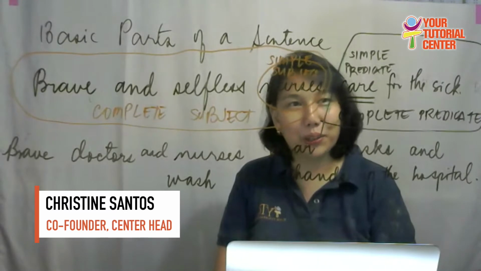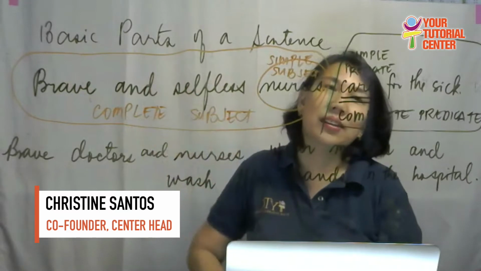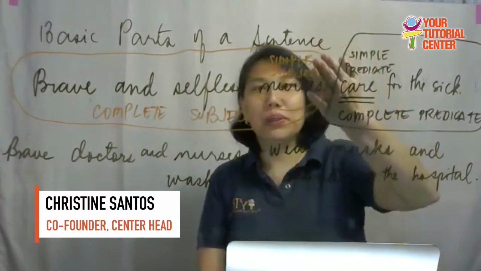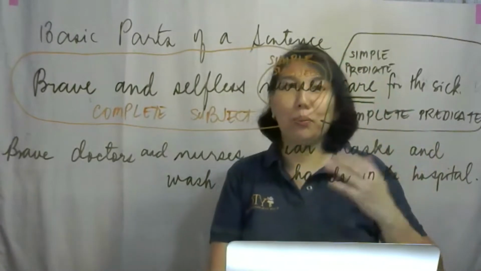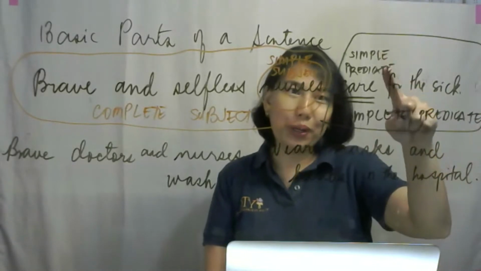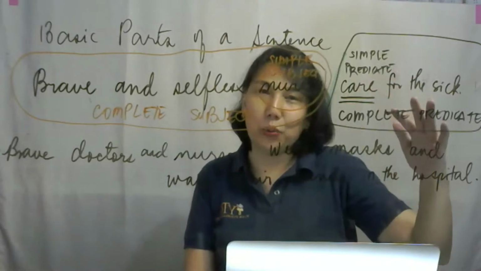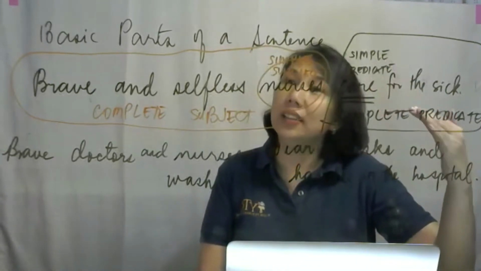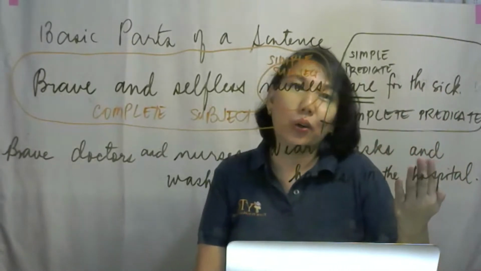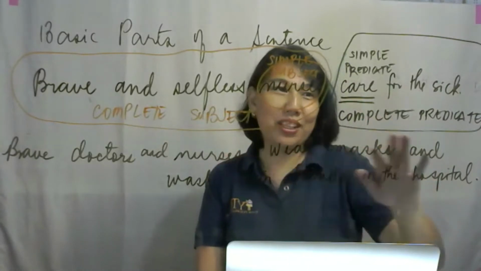You recall the first sentence over here: brave and selfless nurses care for the sick. It was our sentence to explain the simple subject and the complete subject in the previous lesson. It's also the same sentence that we used to explain the simple predicate and the complete predicate in the previous lesson. So I'm putting it here as well, so you can recall or review our discussion about the meaning or how to find the simple subject, the simple predicate, the complete subject, and the complete predicate.